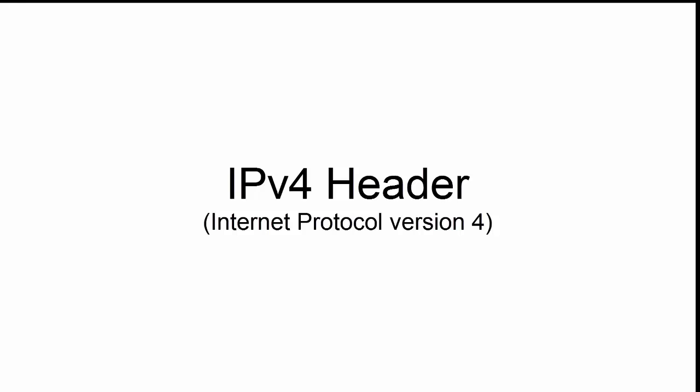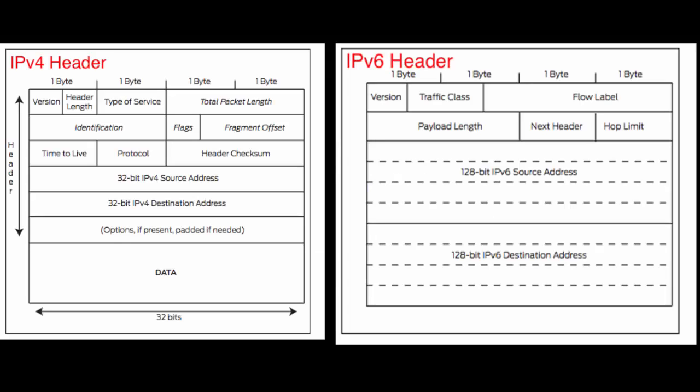So now we will see the IPv4 header, that is Internet Protocol version 4. It is the fourth version in the development of the Internet Protocol and the first version of the protocol to be widely deployed. Together with IPv6, it is at the core of standards-based internetworking methods of the Internet.